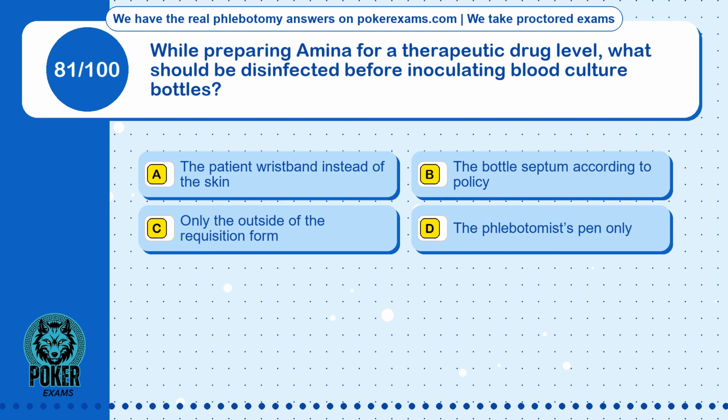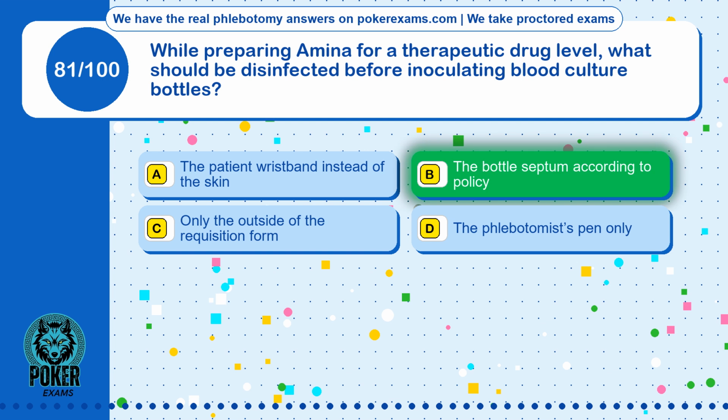Question 81. While preparing Amina for a therapeutic drug level, what should be disinfected before inoculating blood culture bottles? Option A. The patient wristband instead of the skin. Option B. The bottle septum according to policy. Option C. Only the outside of the requisition form. Option D. The phlebotomist's pen only.